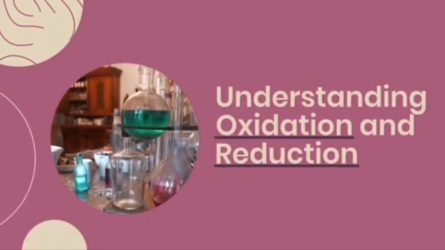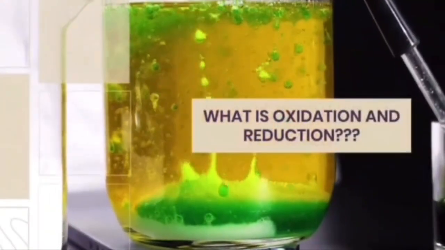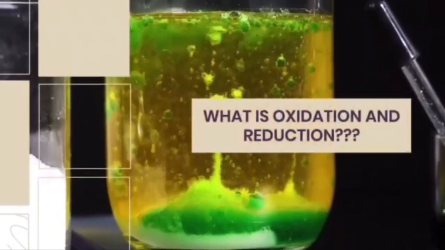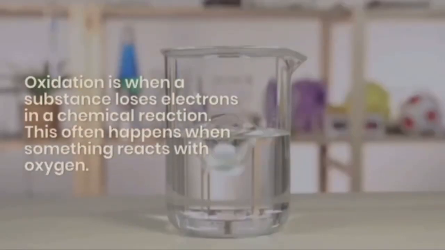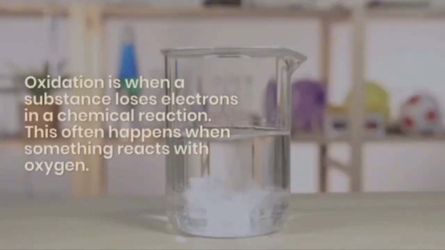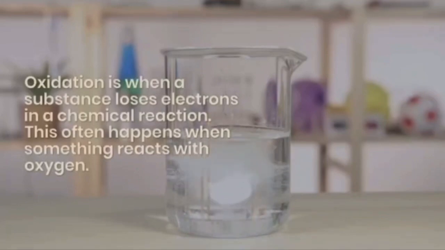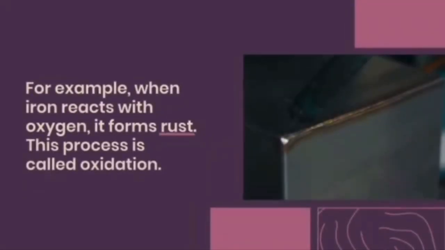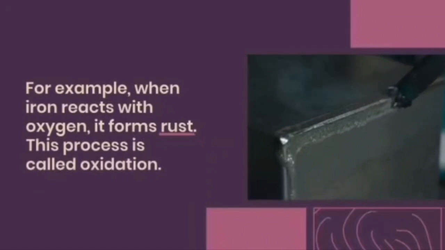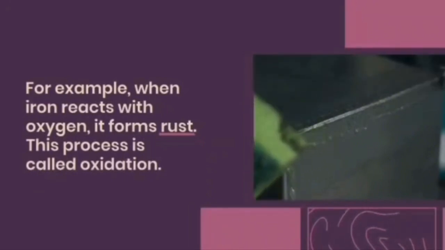Understanding oxidation and reduction. What is oxidation and reduction? Oxidation is when a substance loses electrons in a chemical reaction. This often happens when something reacts with oxygen. For example, when iron reacts with oxygen, it forms rust. This process is called oxidation.